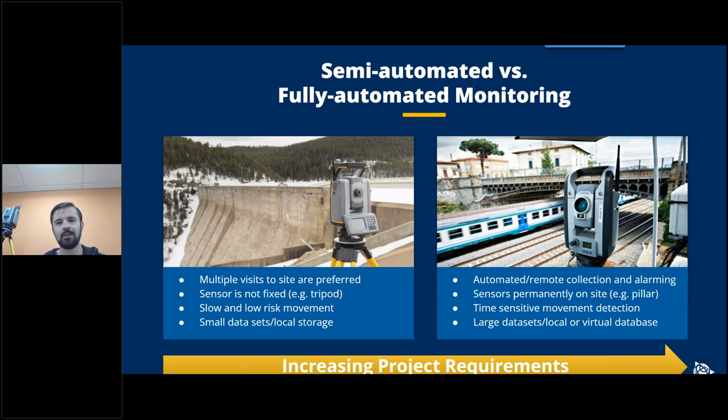So as soon as that data is captured, it is processed, whether you want to do a complex network adjustment or least squares adjustment. That is all done in real time, and then it can be set up to visualize in real time as well as create alarms and reports. And typically fully automated is needed in more time-sensitive movement detection where you're looking for near real-time movements so you can make better decisions about public safety and project requirements.